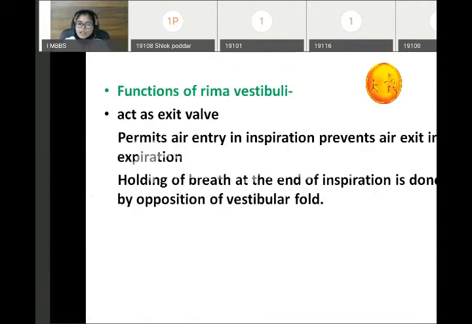Now first we'll see the rima vestibuli. We have seen the rima vestibuli is the space between the two vestibular folds. This rima vestibuli acts as an exit valve. It permits air entry in inspiration and prevents air exit in expiration. Holding of breath at the end of inspiration is done by the opposition of the vestibular folds. This is important to increase the intrathoracic and intra-abdominal pressure during the act of micturition, defecation, and parturition.